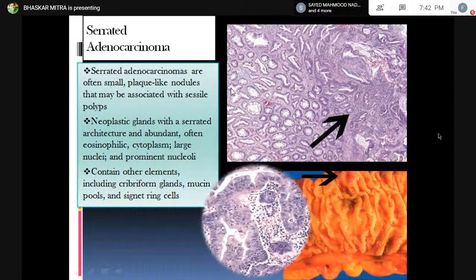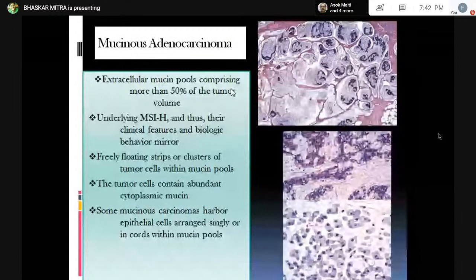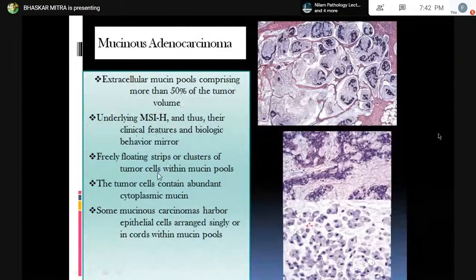Then the another one is mucinous adenocarcinoma. We call it mucinous adenocarcinoma when the extracellular mucin amount is more than 50%, the magic number, more than 50%. They usually are microsatellite unstable carcinomas, MSI high, and there are free floating strips of tumor cells within the mucin pools, or there may be mucin-filled signet ring type cells within the pools of mucin. They may arrange singly or like strips. This is a characteristic appearance of the mucinous adenocarcinoma.